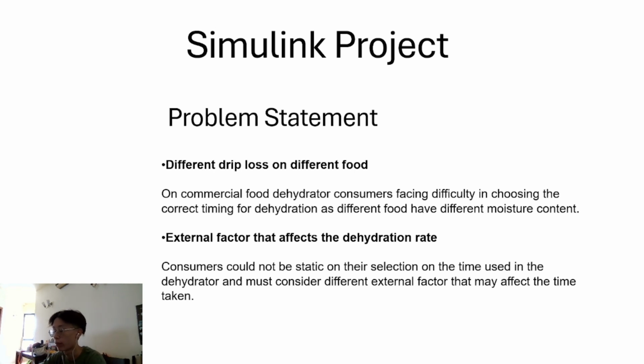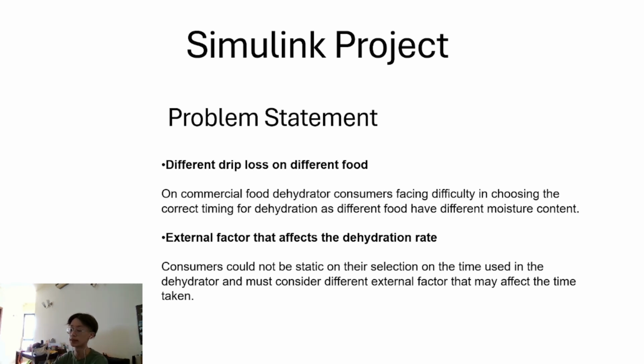The existing food dehydrators cannot actually detect the drip loss on different foods. As different foods are placed in the food dehydrator, the user has to set their own time and temperature for the dehydration process. And there are also external factors that affect the dehydration rate.